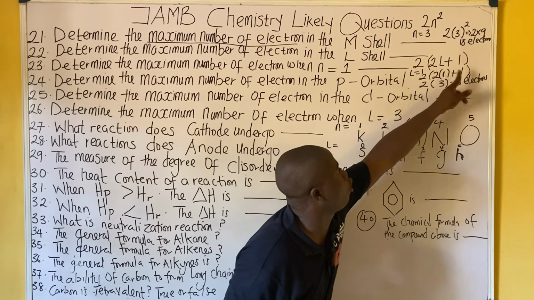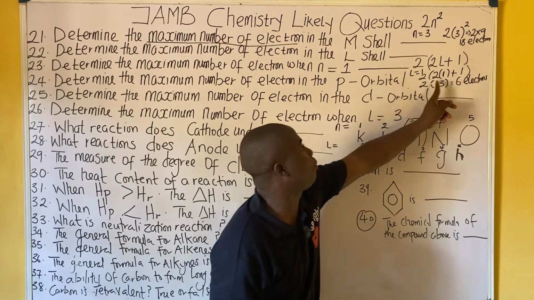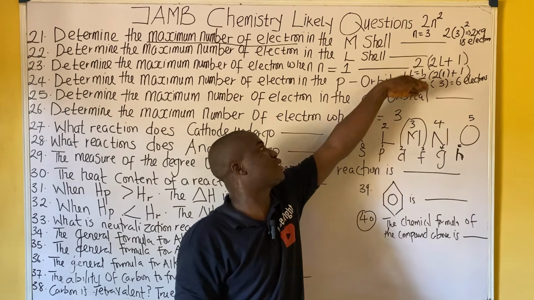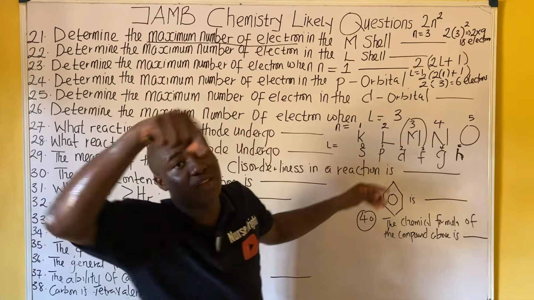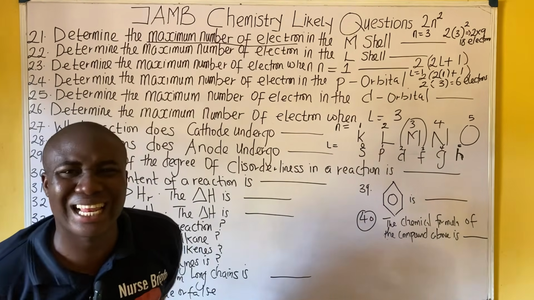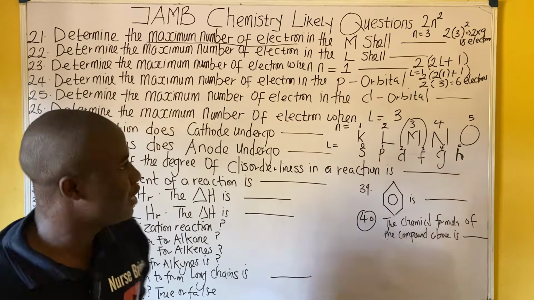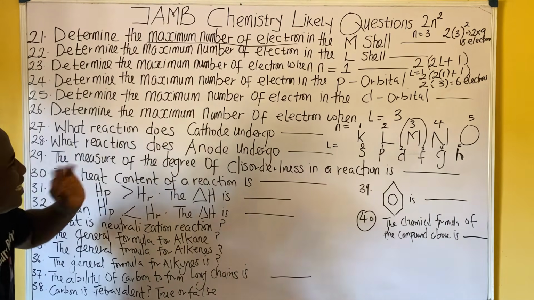So 2 times (1 plus 1)... 2 times 1 is 2. So 2 plus that 1 is 3. That 2 outside is still outside, so that 2 times everything inside the bracket. So 2 times 3, that's 6 electrons in total. That's the answer. So the answer to question number 24 is 6 electrons.